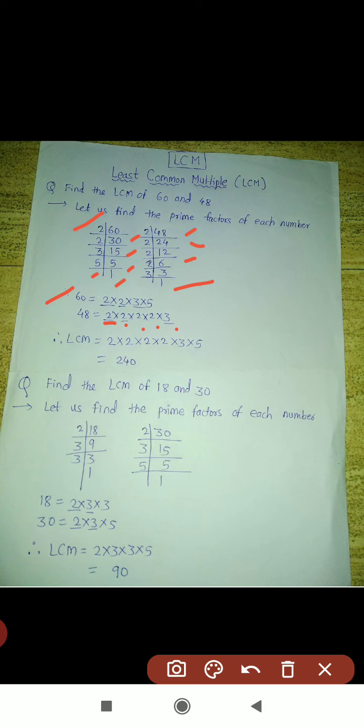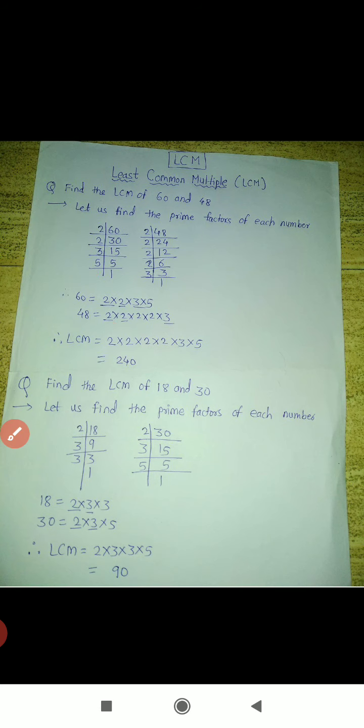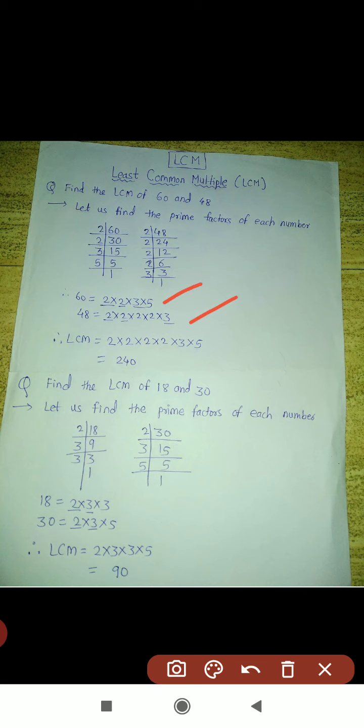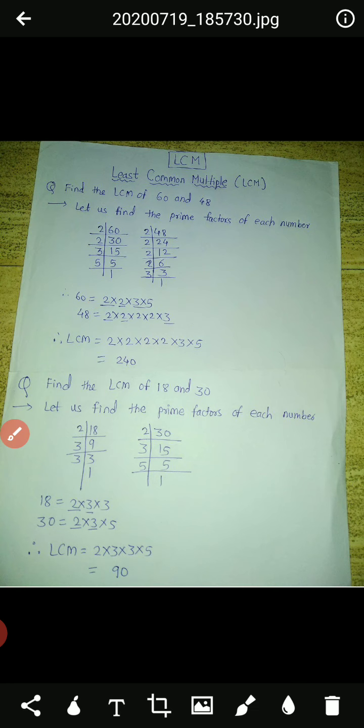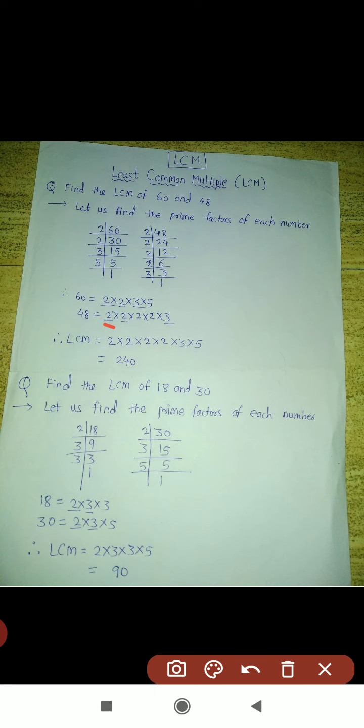Now you have to find the least common multiple. For that, first write these two sets of factors, of 60 and 48. After that, whichever factors are common, you have to underline. Here just see, 2 and 2 are common in both. Next 2 and 2 are common. Again 3 is common. So first write 2 into 2 into 3.